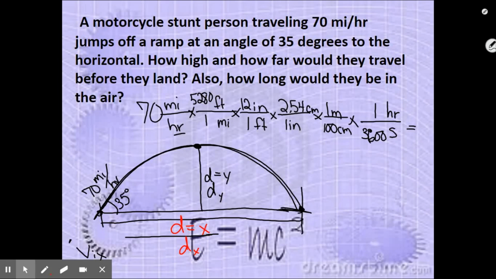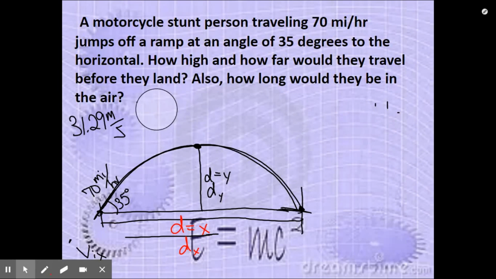So if we use our calculator, now we're going to take 70 times 5,280 times 12 times 2.54 divided by 100 divided by 3,600. And that gives me 31.29 meters per second. So we write that over here, 31.29 meters per second. I'm going to erase all this because we are going to need the room.